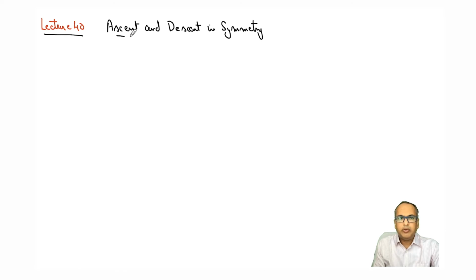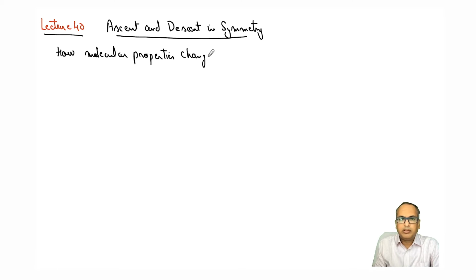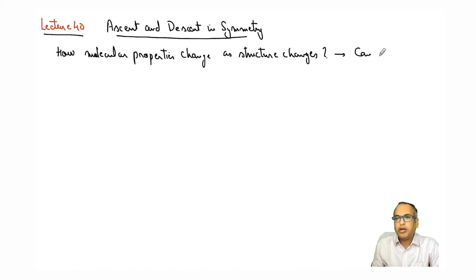So why do we need to discuss ascent and descent in symmetry? The idea is how molecular properties change as the structure of the molecule changes. Can we use group theory to predict that?